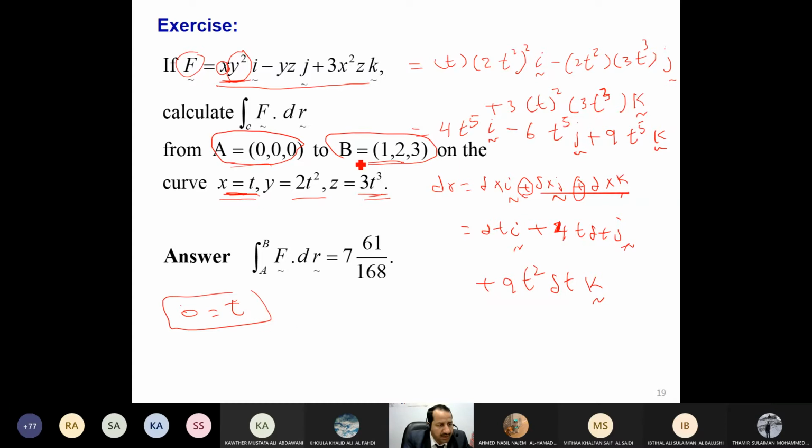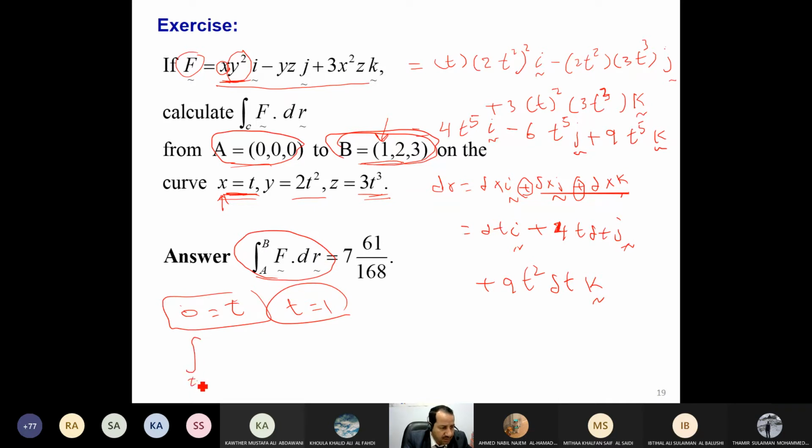For B, x is 1, as you can see here. I substitute here by 1, it gives me t equal 1. So I got both of them directly. Next, I will substitute, rather than its function of a, b, f, and dr function of x, y, z, I will substitute in this way.